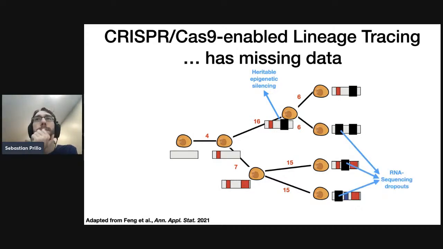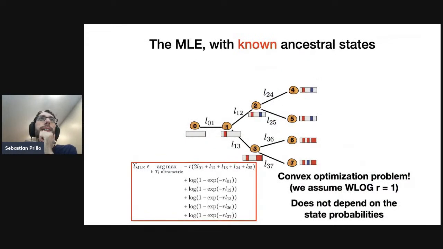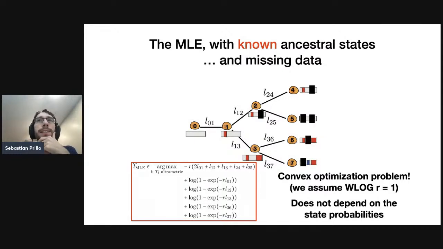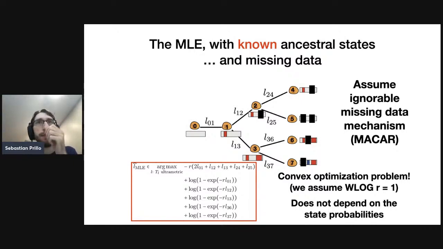The other problem is RNA sequencing dropouts. We sequence this data through the transcriptome, and because of the low sensitivity, we might miss some of these barcodes. In that case, they're just missing. So what happens when there's missing data? Well, this used to be the MLE when we knew the ancestral states. Now, if we have missing data, we just assume that the missing data mechanism is ignorable. More specifically, we assume that missing data is missing completely at random. If you do that, then the MLE just changes by removing any term that involves missing data. So it has the exact same functional form. It's still a convex optimization problem. It still does not depend on the indel probabilities, and you can solve it.